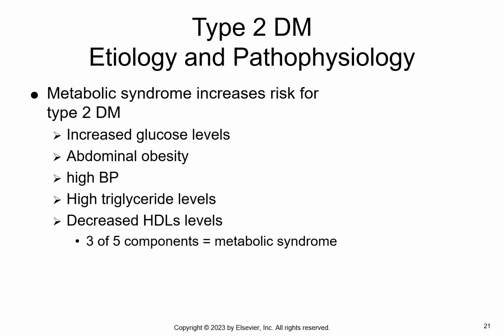As we said, people with metabolic syndrome have an increased risk of developing type 2 diabetes. Metabolic syndrome has 5 components: increased glucose levels, abdominal obesity, high blood pressure, high triglyceride levels, and decreased high-density lipoprotein, or HDL, levels. A person with 3 of the 5 components is considered to have metabolic syndrome. Overweight persons with metabolic syndrome can reduce their risk for diabetes through food choices and regular physical activity.